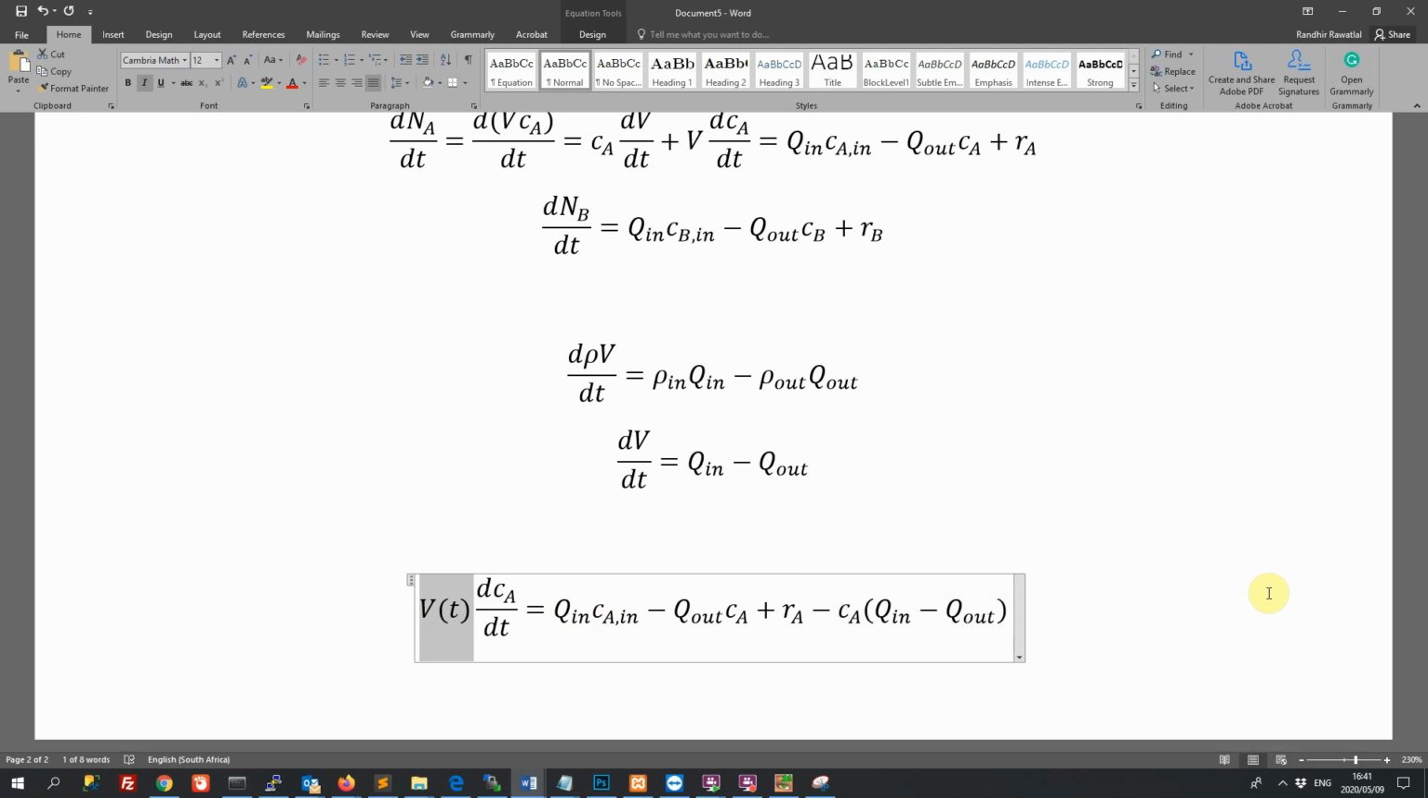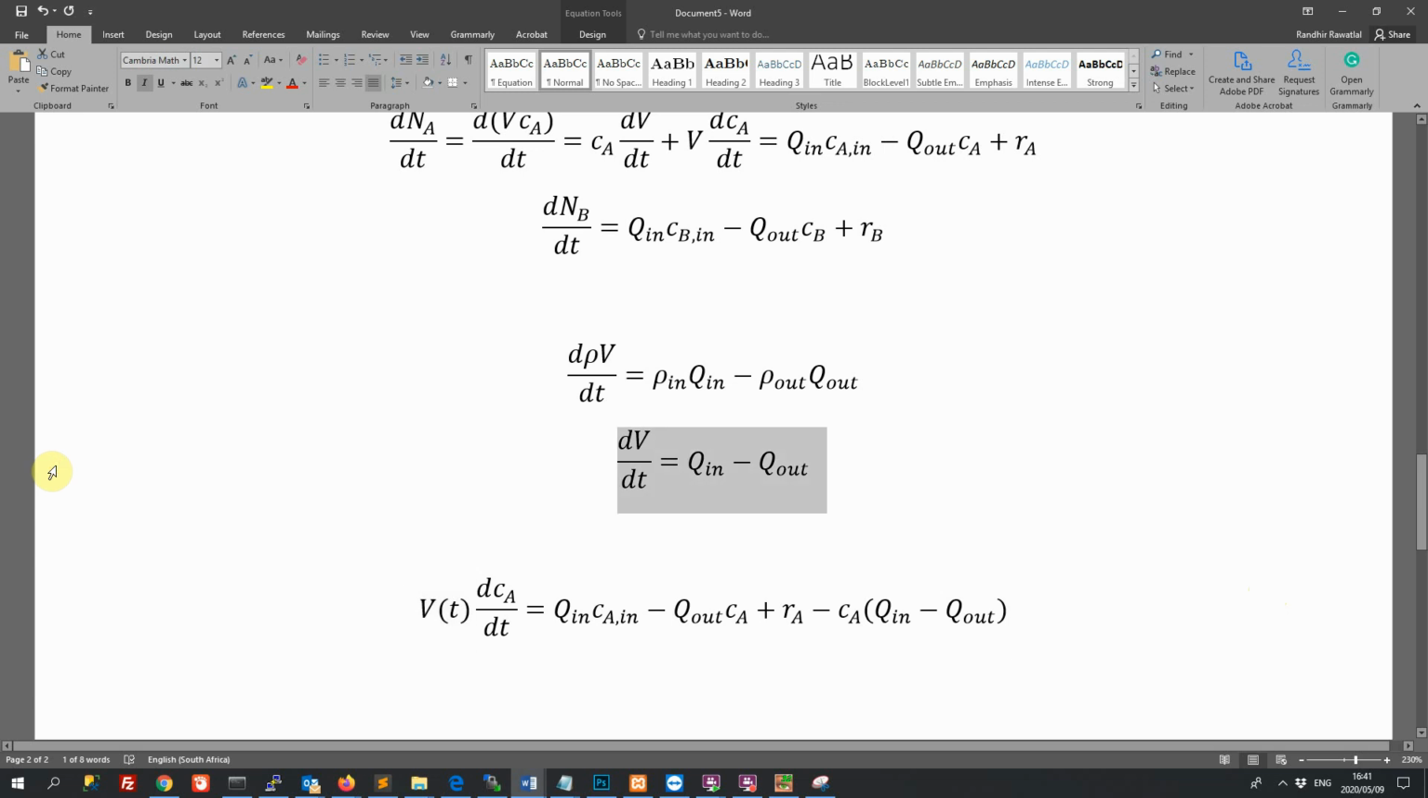You can do the same kind of development for component B, and you then also have to add in this equation. So you will write the equivalent equation for B, and to get V in its current value as a function of time, you also need to be integrating this equation. So there are 3 equations we need to integrate in order to solve this problem.